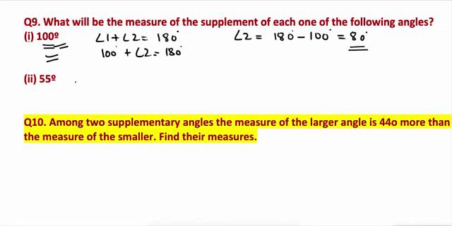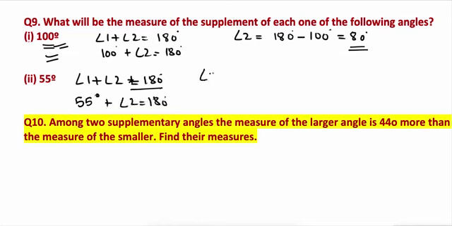Similarly for 55 degrees, angle 1 plus angle 2 is equal to 180 degrees. For supplementary, here angle 1 is mentioned as 55 degrees. So what will be angle 2? Angle 2 will be 180 minus 55, which will come to 125 degrees. So 55 and 125 degrees, these two angles are supplementary to each other, and 100 and 80 are supplementary to each other.